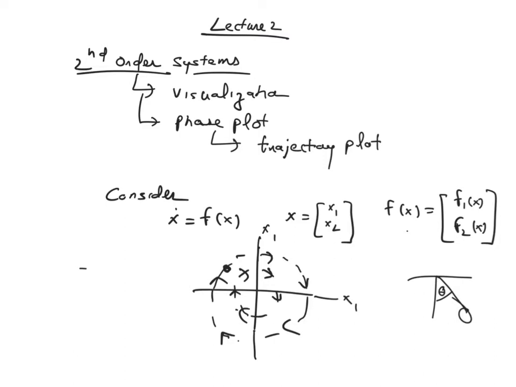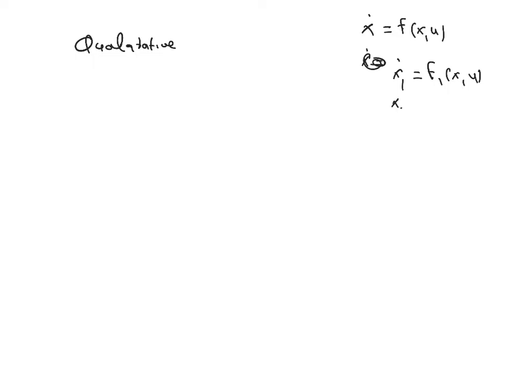So next thing is that qualitative behavior is important, even for second order systems. What are we doing? We are solving the ODE, right? So we have x dot equals f of x, u, or x1 dot equals f1 of x, u, and x2 dot equals f2 of x, u. This is not a linear system.